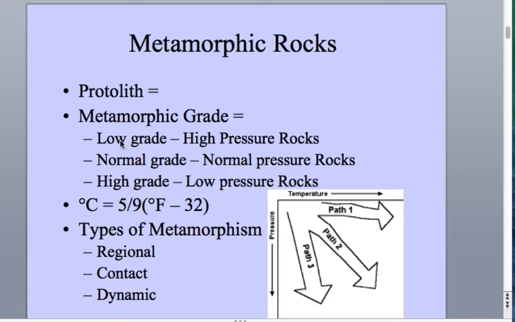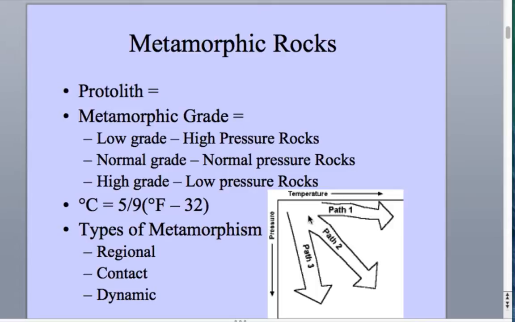So for example, a low-grade metamorphism and high-pressure rocks, well, that would be an example of path 3, where you see low temperatures but high pressure. So obviously that would be the blueschist facies, subduction zone rocks. For normal grade, normal pressure, would that be like path 2? So here you would pass from the zeolite to the greenschist facies, amphibolite facies, granulite facies. So we often call this path the prograde metamorphism, where you get progressively higher metamorphic grades.